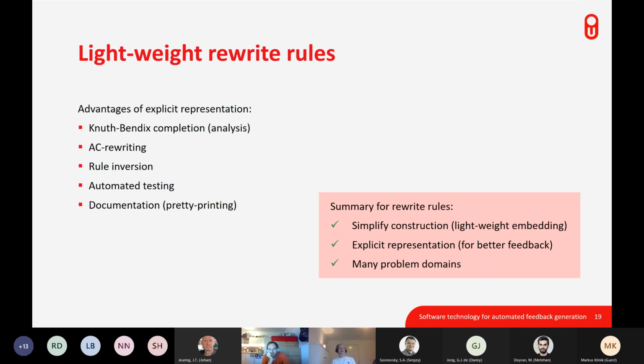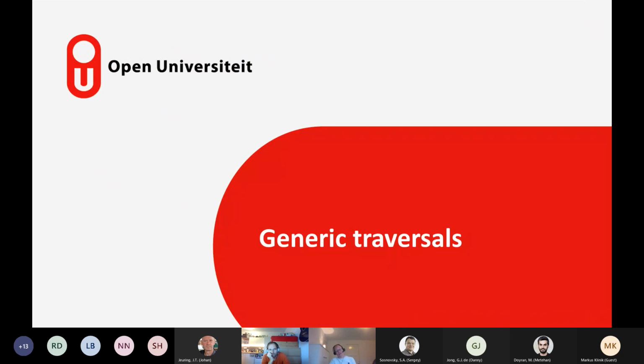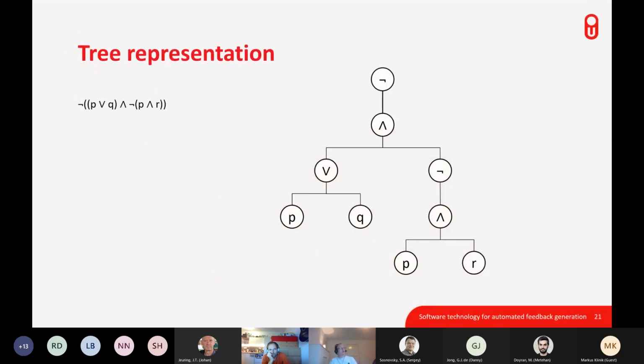that it's indeed helping me to simplify construction. It's a very lightweight notation. It even looks a bit like the law that I'm specifying. It has an explicit representation which helped me to generate better feedback, and it is problem domain independent. So I can indeed use it for many different problem domains. This was one technique. The other technique is about generic traversals.